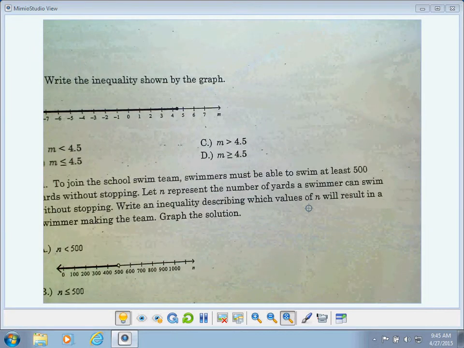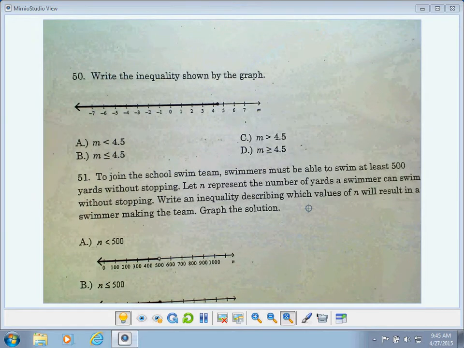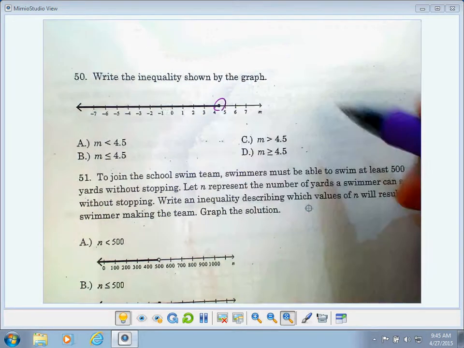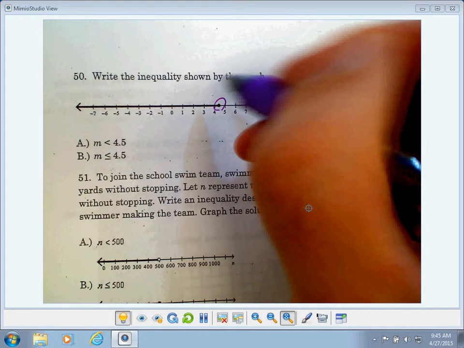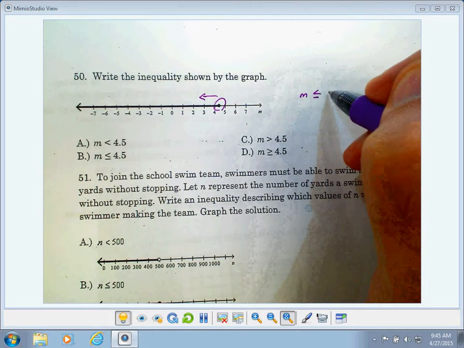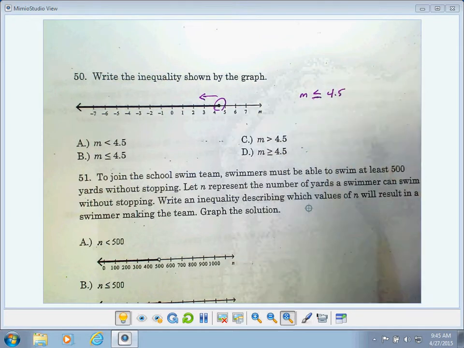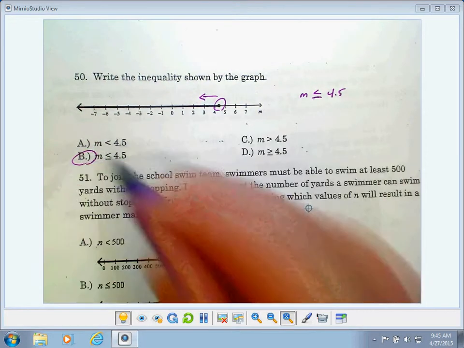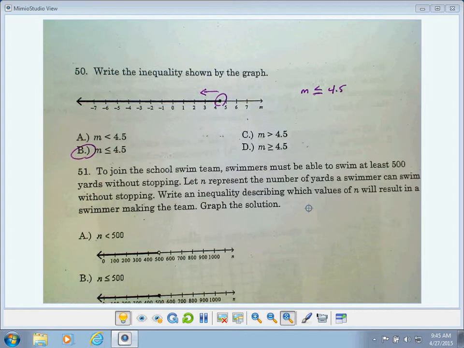Number 50, same kind of thing. Write the inequality shown by the graph. I see a closed circle on 4.5 with shading less than. So M is less than or equal to 4.5. Must be B. Hopefully you get a lot of those.